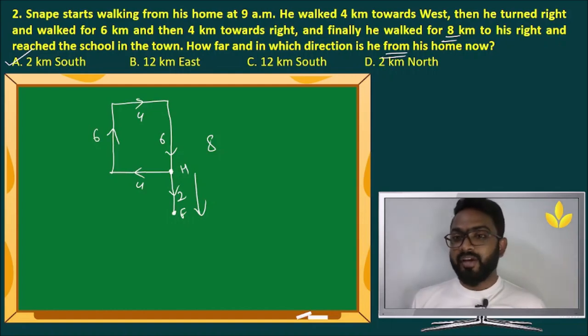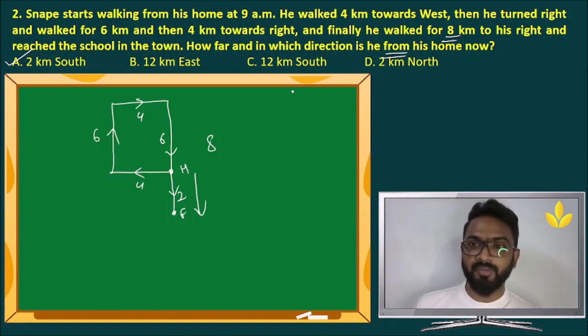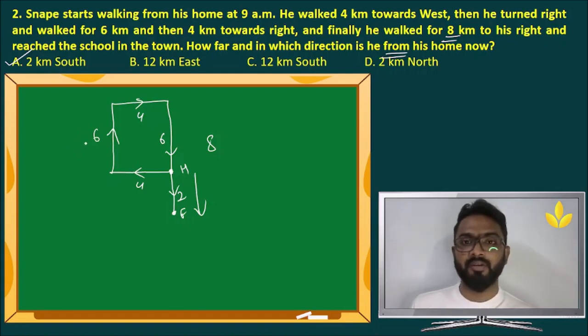So again, be very careful about the options, because you see 2 kilometers south is given in the options and so is 2 kilometers north. The people who read the question in the opposite manner would mark D as the answer. But that would be wrong, obviously. Okay, be vigilant about the last part.